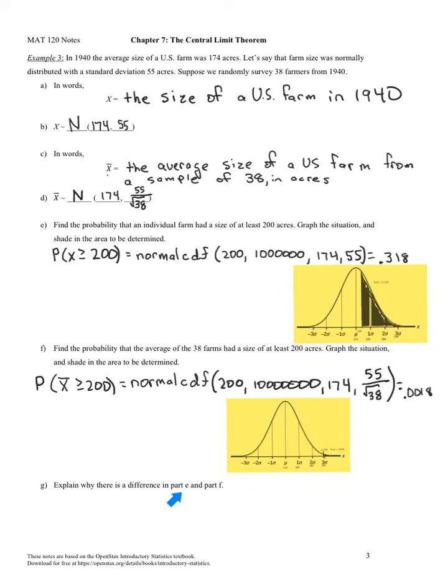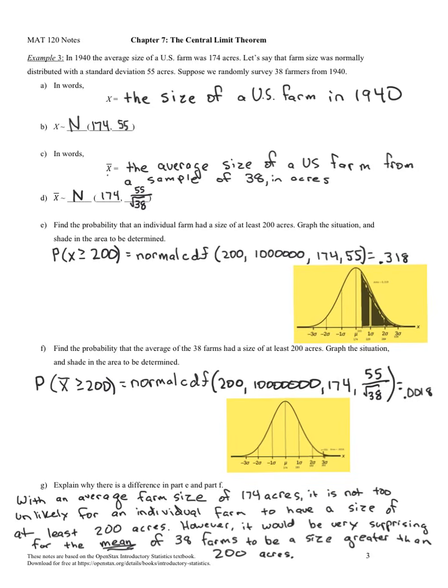Why is there such a difference in part E and part F? When we're considering just the mean of a sample, it would not be that unlikely for an individual farmer to have a lot size of at least 200 acres. However, it would be very unlikely that all 38 samples would have an average that's greater than or equal to 200. And that's the end of our second video for section 7.1.